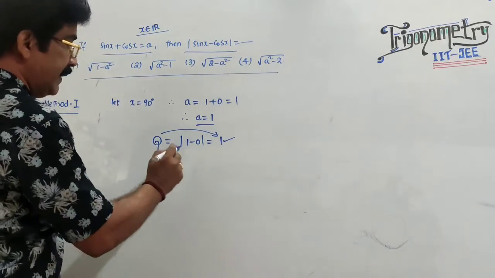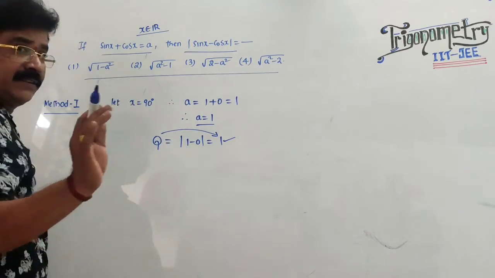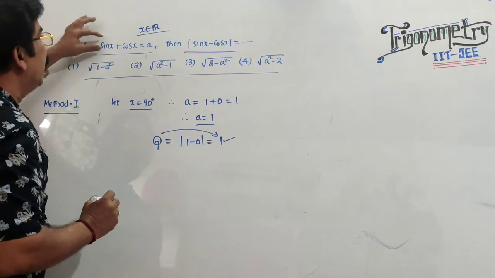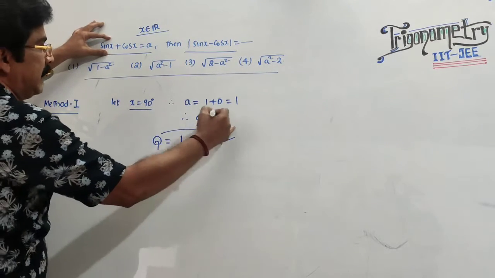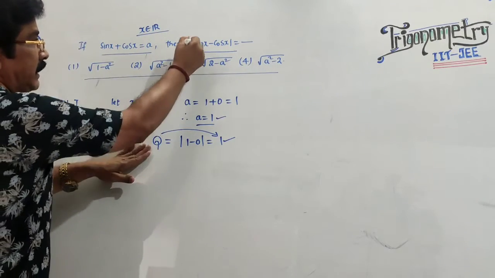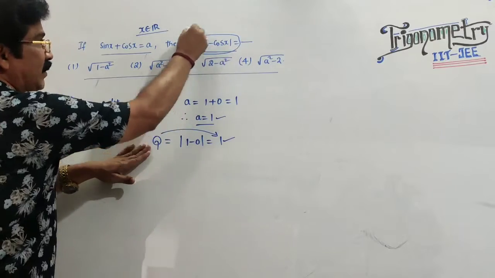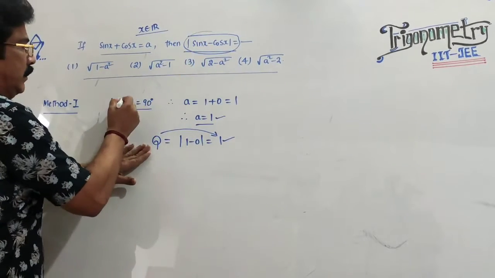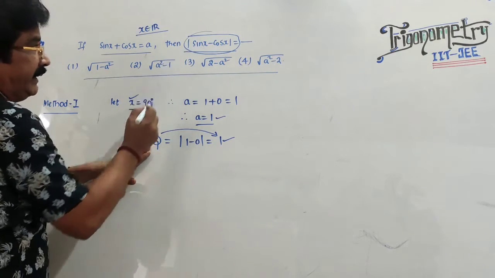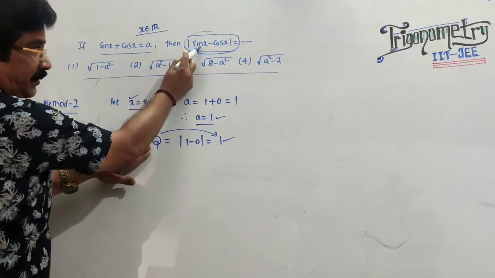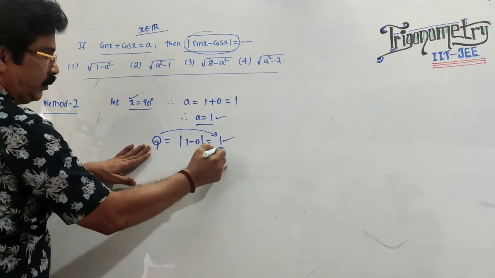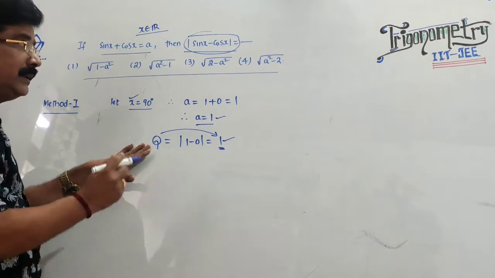Understand? Means first, once again, we are putting x equal to 90 degrees. Put x equal to 90 and obtain the a value. Right, next. What is the question? This is the question. In that question, we assumed x equal to 90 degrees. So modulus of sin 90 minus cos 90 is 1 minus 0, 1. Right. The question is giving 1.